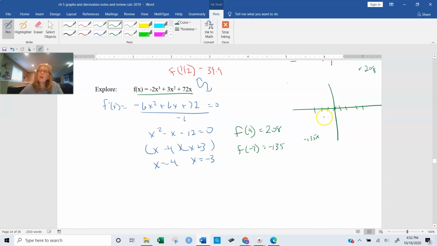So the next thing we need to know is our point of inflection. So you're not making this hard, right? So you're going to do f double prime of x. So you're doing your derivative of this guy. So you got -12x plus 6. Set that equal to 0. So we're going to subtract the 6, divide by -12, and I got positive 1/2. That's my point of inflection.